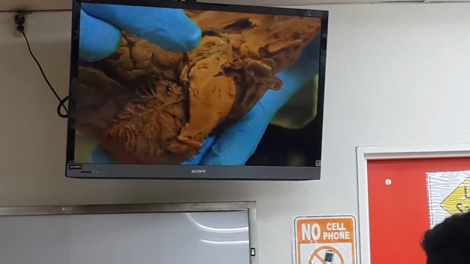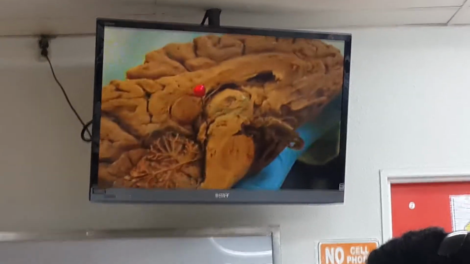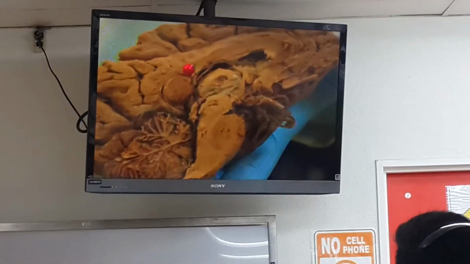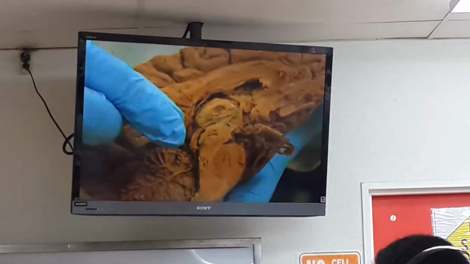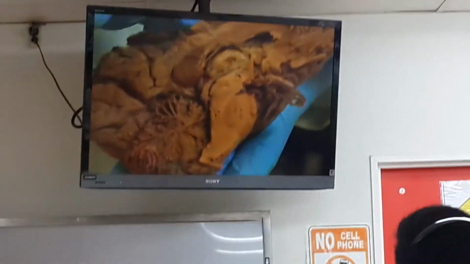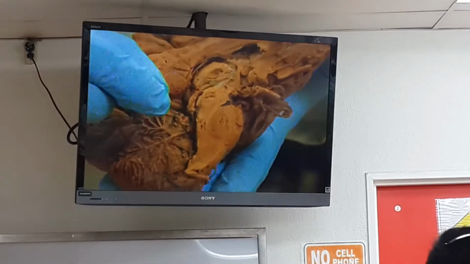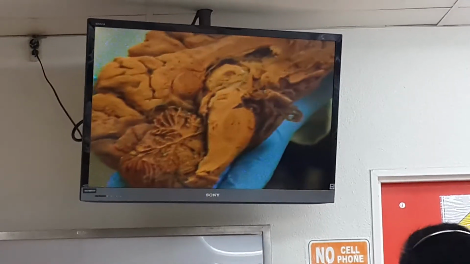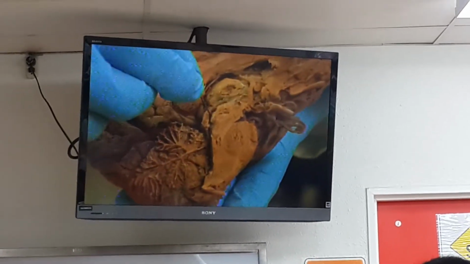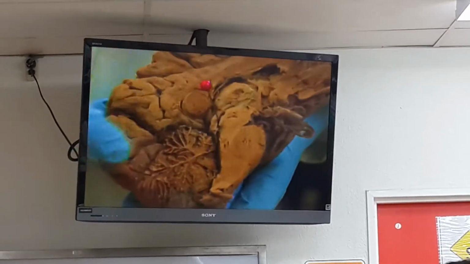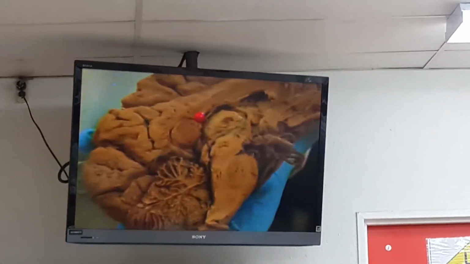So questions can be asked on cerebral aqueduct also. The cerebral aqueduct is a cavity of the midbrain. It connects two other cavities. It connects fourth ventricle to third ventricle. Third ventricle is somewhere up here. Fourth ventricle is here. Between the two ventricles, the connection is called the cerebral aqueduct. So cerebral aqueduct connects third and fourth ventricles. Cerebral aqueduct is a cavity of midbrain.